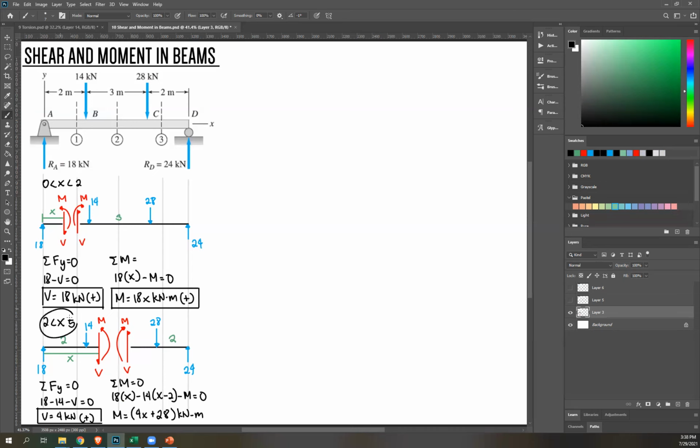Now check, for all values of x, will this be positive? As you can see, your range is 2 to 5. There's no negative there, so whatever you put within that range, your final answer will be positive for this moment. Therefore, correct assumption. And my assumption is like this, right? This moment will create a force there, and then this will smile. So therefore, positive.